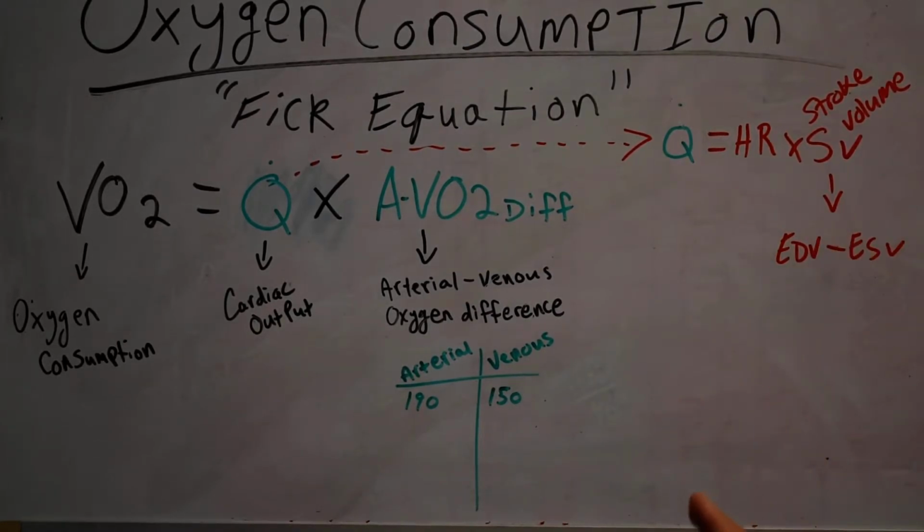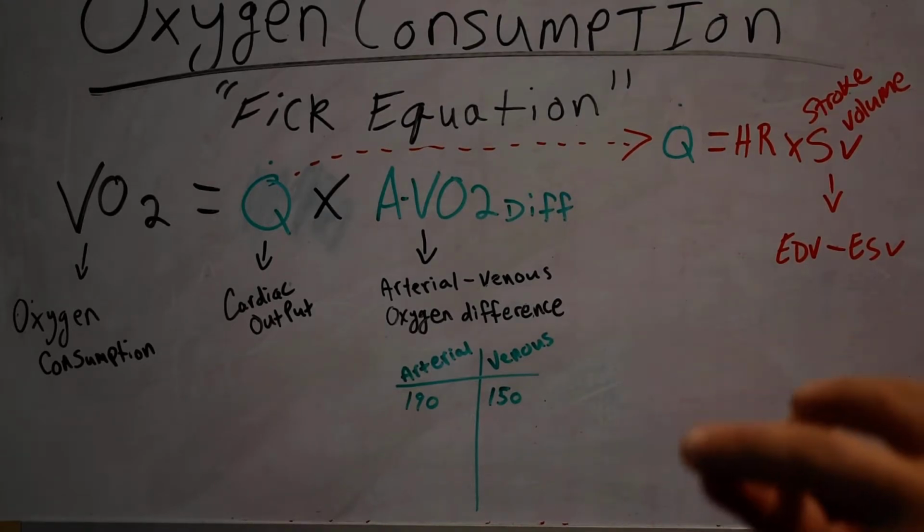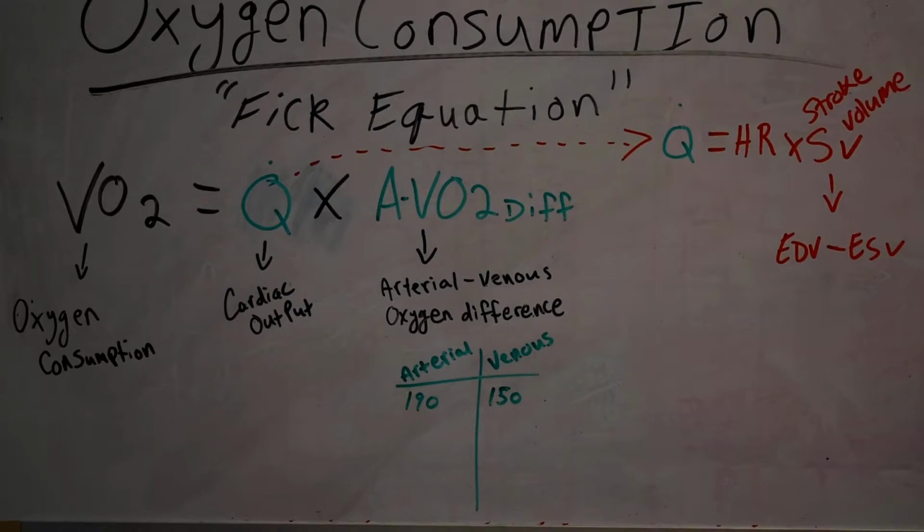So these components are what make up what is known as the Fick equation for VO2. You'll see the EDV and ESV abbreviations I have over here as well. EDV is end diastolic volume. That is the amount of blood that is in the left ventricle after diastole. So once the ventricle has filled up with blood, that is this number. The end systolic volume is the amount of blood that's left in the left ventricle after a contraction.